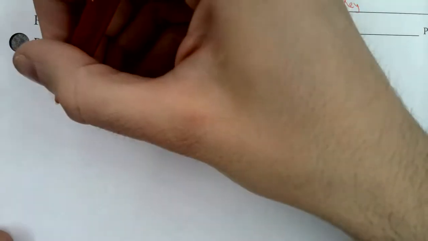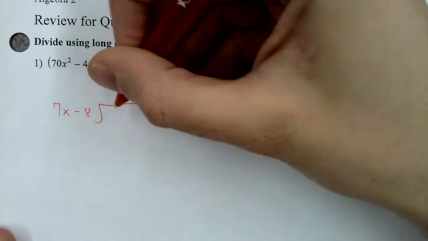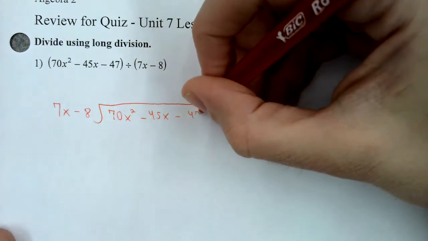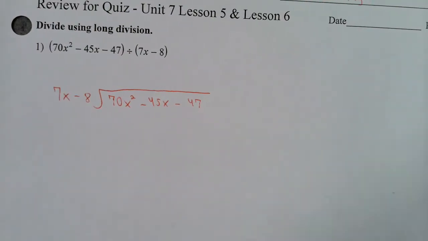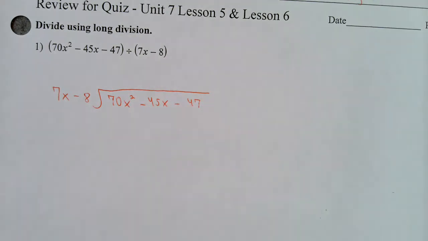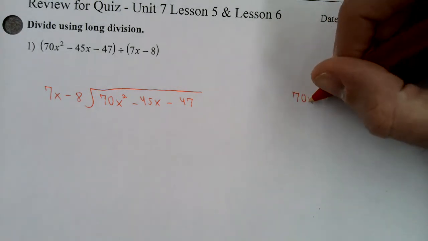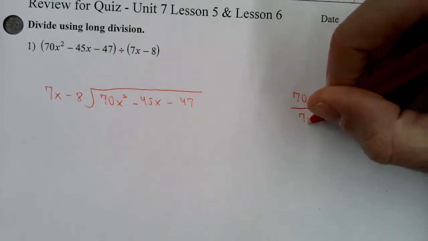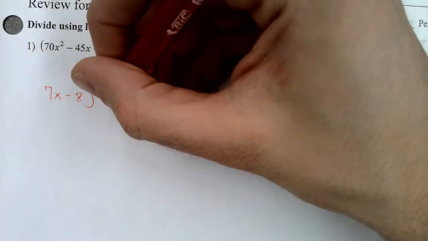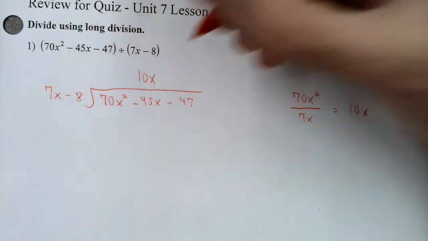So I'm going to put my divisor over here, 7x minus 8. I'll put my dividend over here, 70x squared minus 45x minus 47. All right, so remember, divide the first term of the dividend by the first term of the divisor. So I'm going to do this off to the side. 70x squared divided by 7x equals 10x. So that's going to be part of my quotient. So let me put that up here. I'll put it above the other x term so it looks nice.